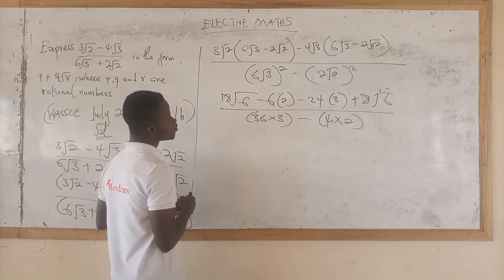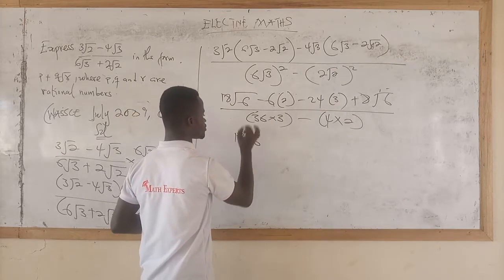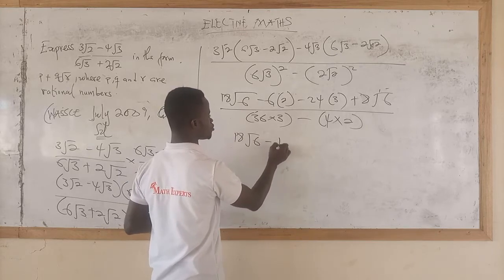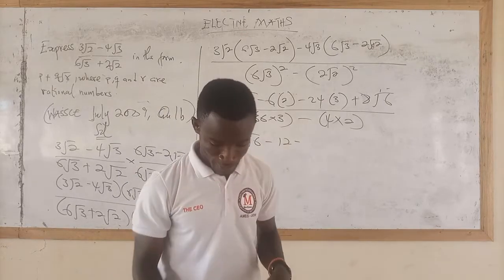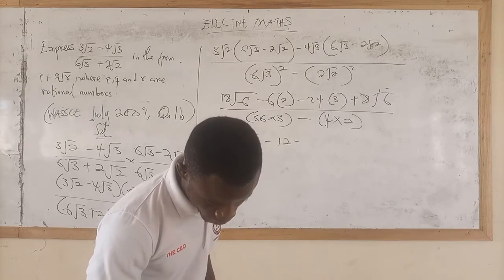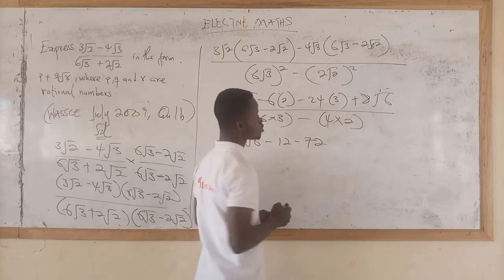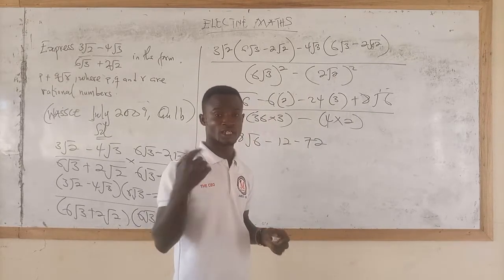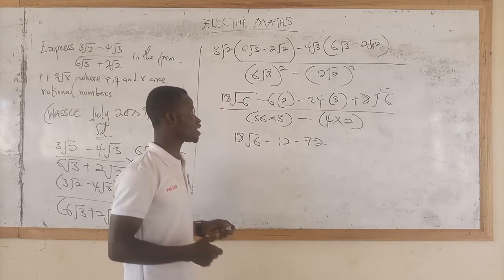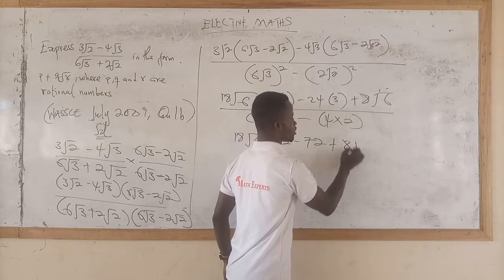Alright. So looking at this part, 18 square root of 6 minus 12 minus 24 times 3 is going to give you 72. 72. Make sure you try it on your calculator also, you will see that's going to happen.